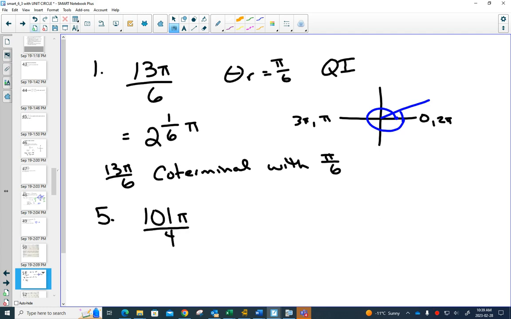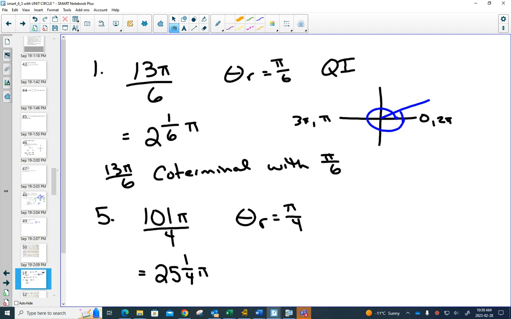101 pi/4. First of all, right away, you should be able to tell that your reference angle is pi/4. Then, as a mixed fraction, this is 25 1/4.